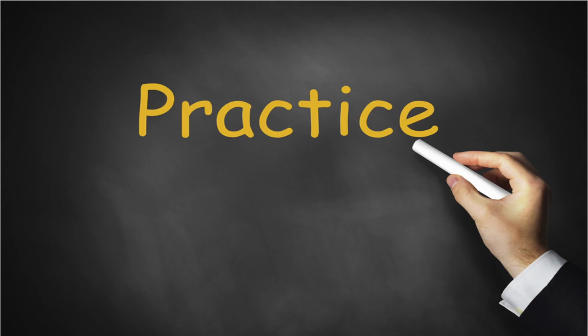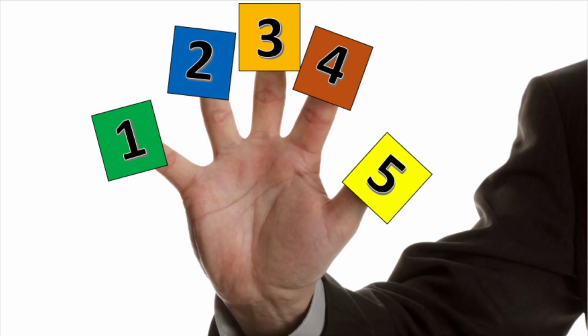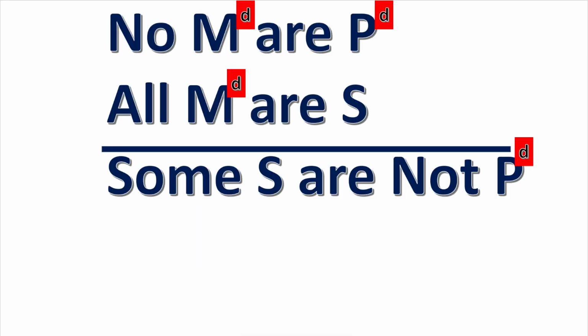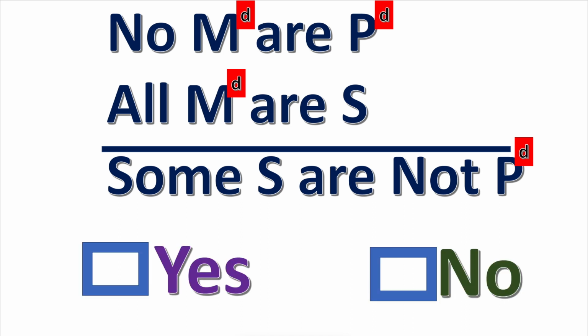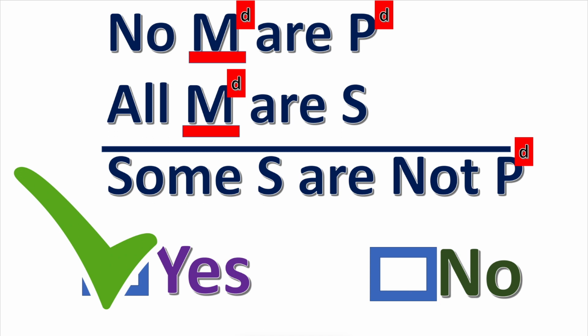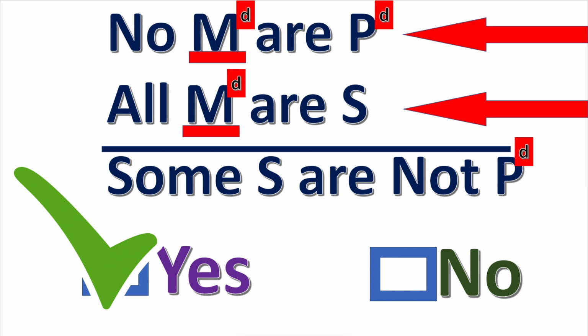Let's work a quick practice problem involving all 5 rules. Practice problem 1, Rule 1, is the middle term distributed at least in one premise? Press pause if you need to. The answer in 3, 2, 1. Yes, the middle term is actually distributed in both premises.